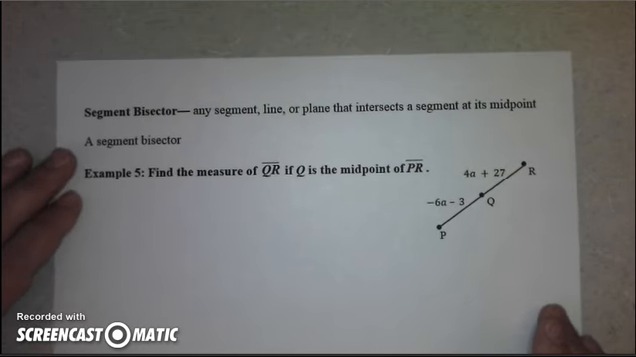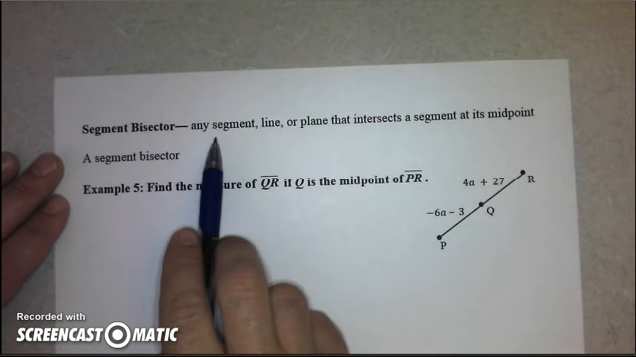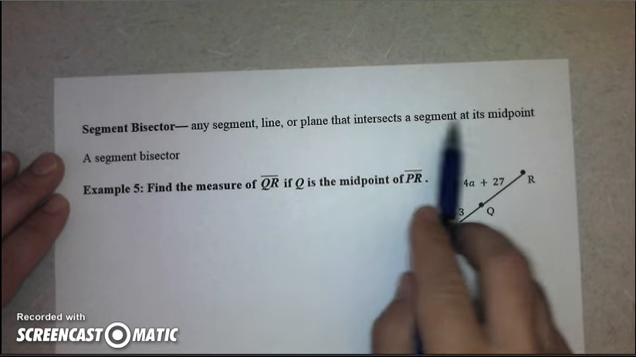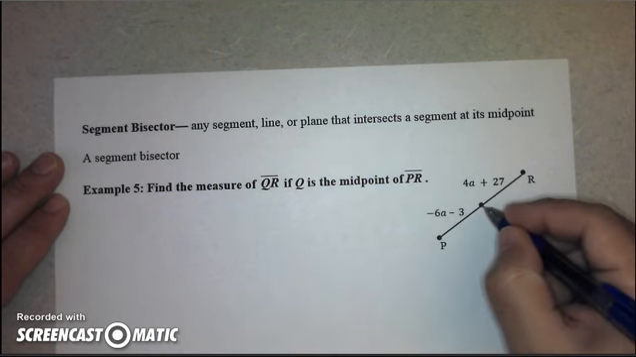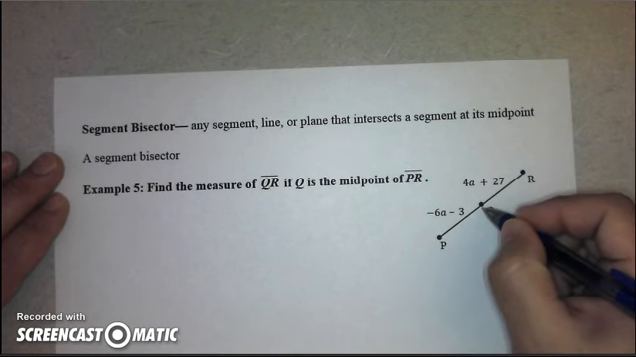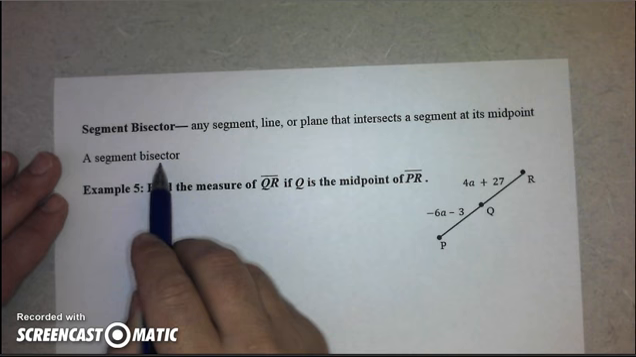The last thing we want to talk about here is the idea of a segment bisector. A segment bisector is any segment, line, or plane that intersects a segment at its midpoint. If I said this is the midpoint, then the point itself is the segment bisector. But I could draw a line through that to get this and call that the segment bisector, because the word bisect means to divide in half.